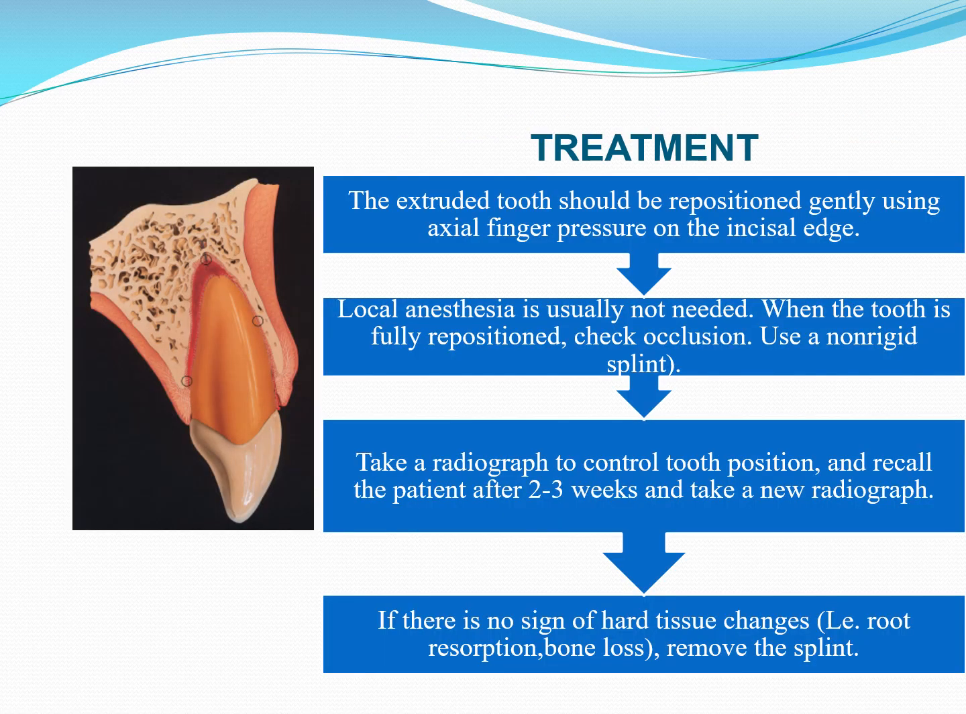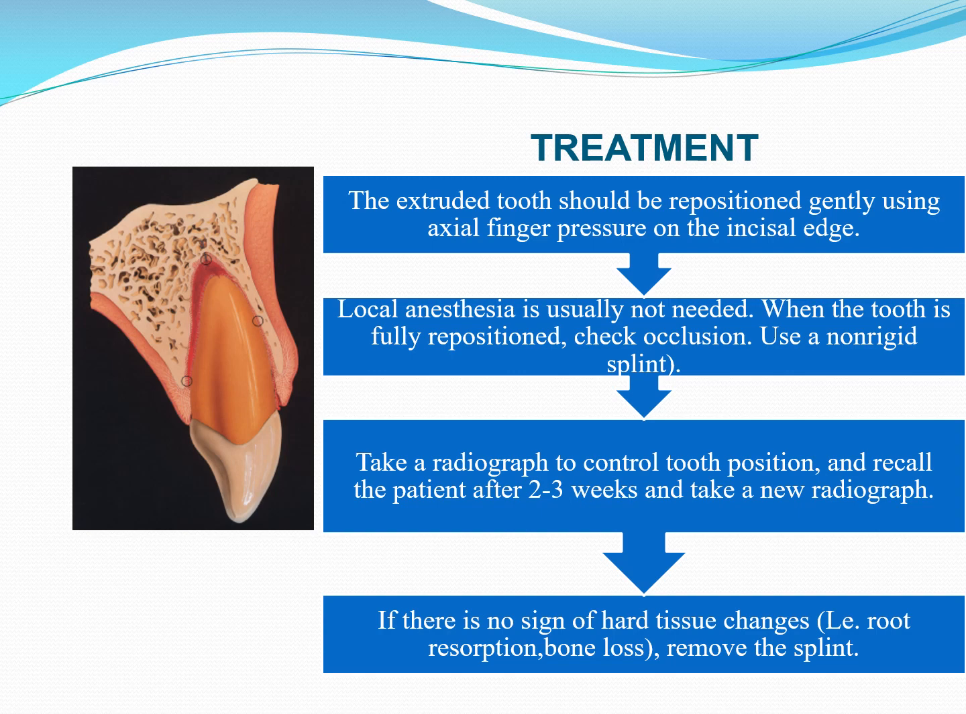So what is the treatment plan for this? The extruded tooth should be repositioned gently using axial finger pressure on the incisal edge. Since the tooth has come out of the socket, you have to give local anesthesia, and the extruded tooth should be repositioned gently using axial finger pressure on the incisal edge. When the tooth is fully repositioned, check the occlusion and again use a non-rigid splint.